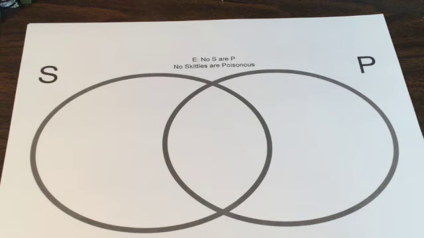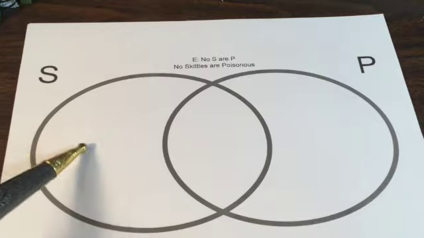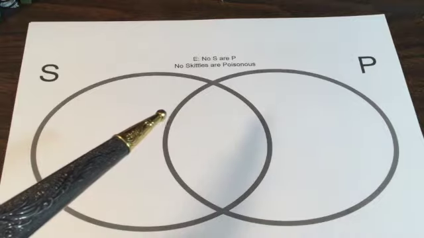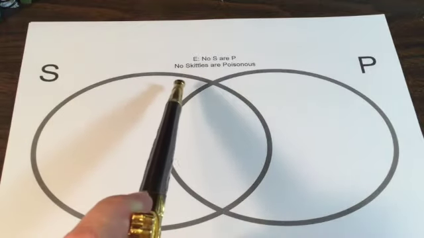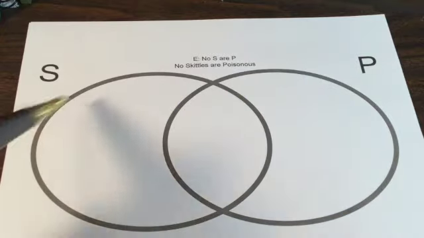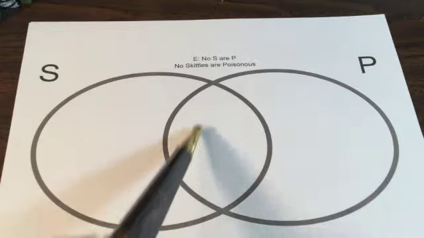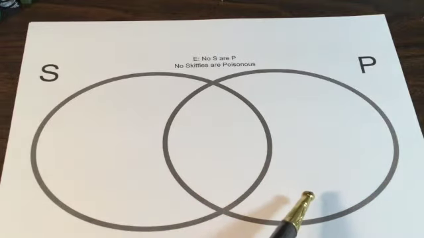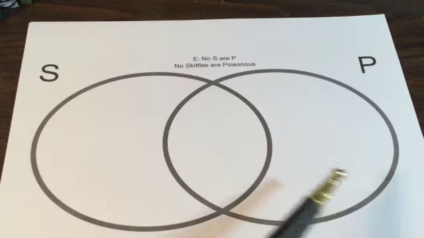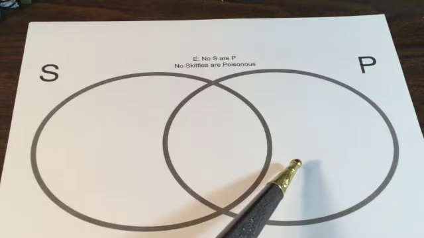So this brings us to the E statement. The E statement is no S's are P. Remember that a categorical statement is saying that there are two categories, and I'm discussing the relationship between the two. In this case, we're going to say no Skittles are poisonous. So there is the world of Skittles, and there's the world of poisonous things. Are there poisonous things in the world? Sure, lots of them. Poisonous snakes and spiders and formaldehyde. So there's poisonous stuff over here.